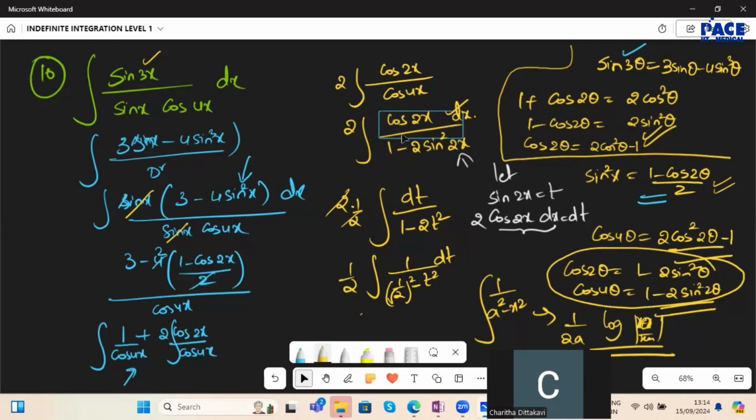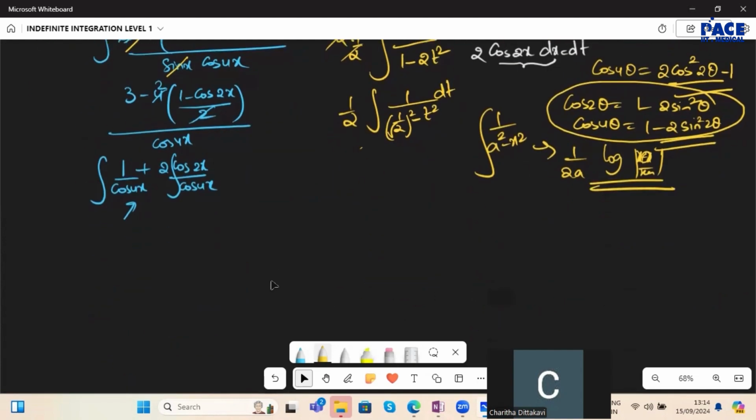Clear? So if you take 2 cos square x minus 1, what happens? If you take cos 2x as t, the differentiation of cos 2x is sine 2x, which we don't have there. So based on the values, what we have is what we need to choose our value. Clear? So from there, I think the 1 by a square minus x square form, you'll be knowing that. That will be a better idea. Right.